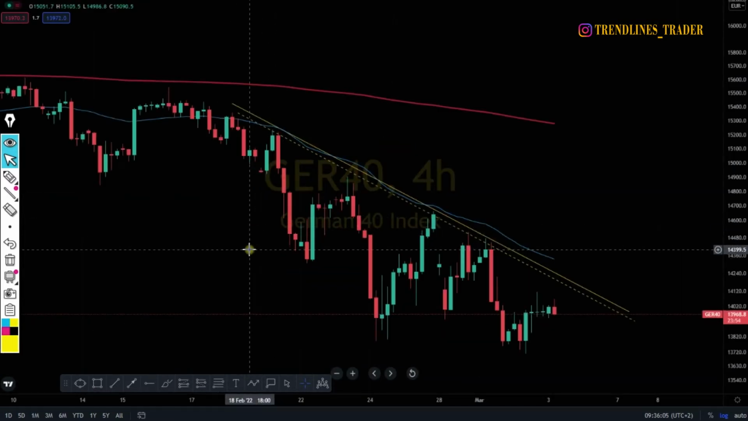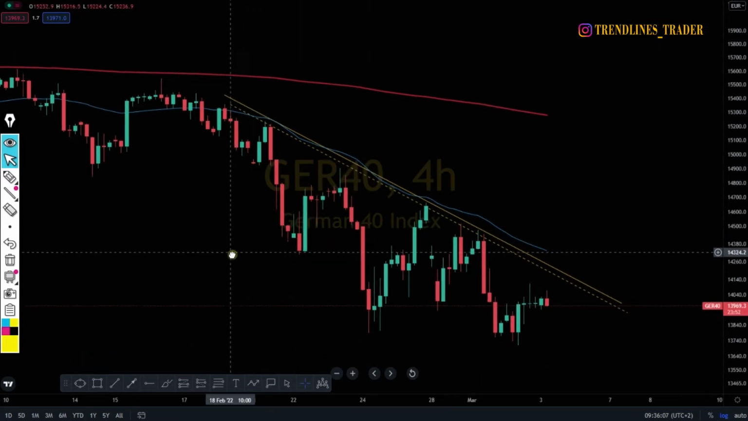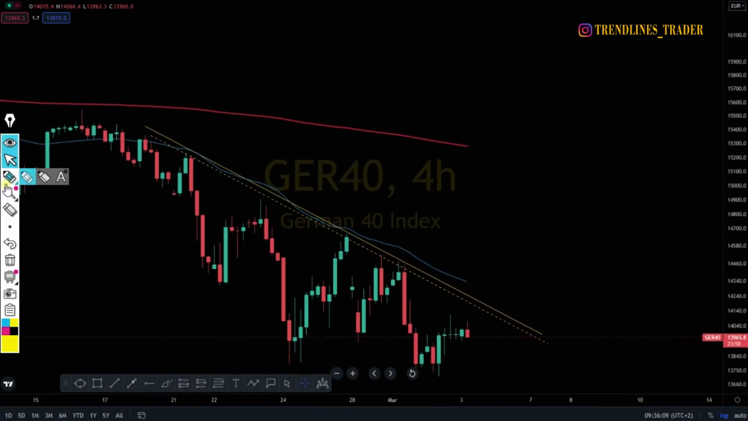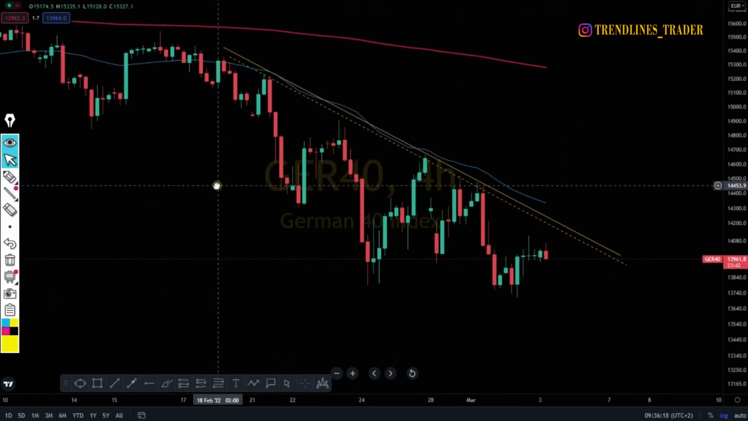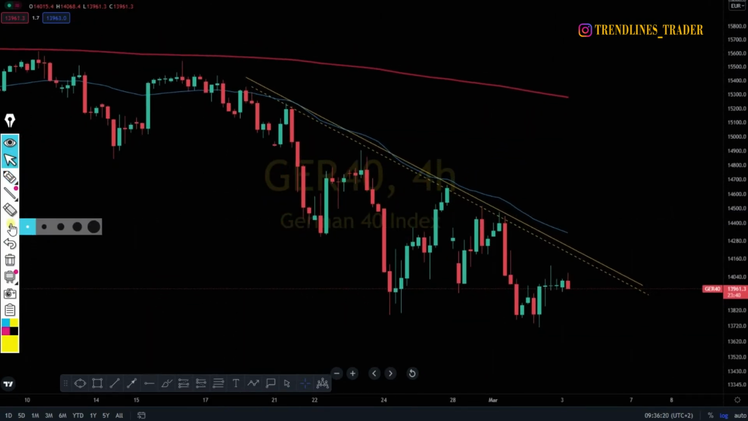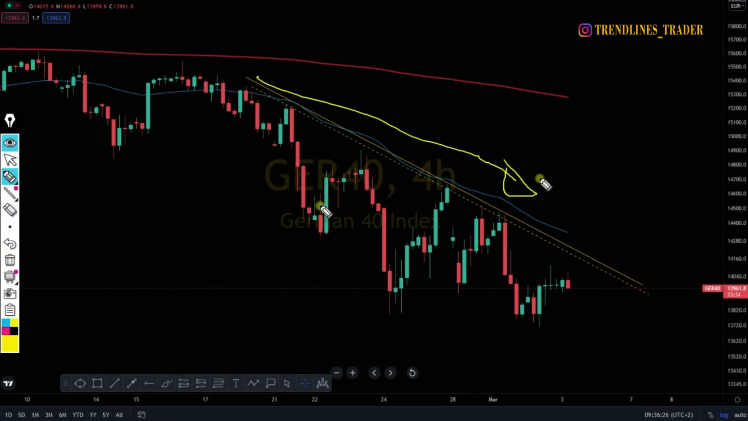Ladies and gentlemen, our next instrument is GER40. I hope you are able to see my watermark there. This is my instrument, and we are on a 4-hourly time frame. So let's move closer to the price and see. We can tell that our GER40 has been selling for quite some time. As you can see, our price has been bearish.